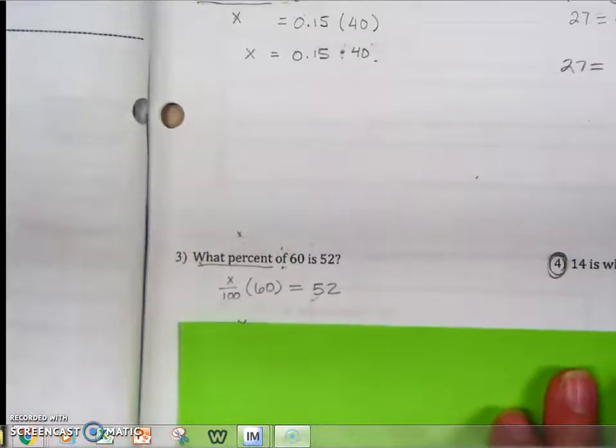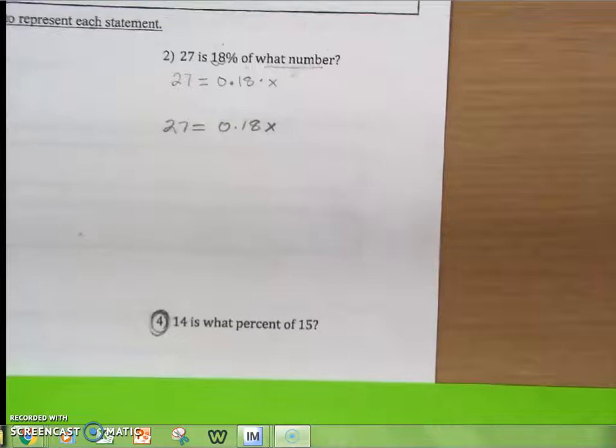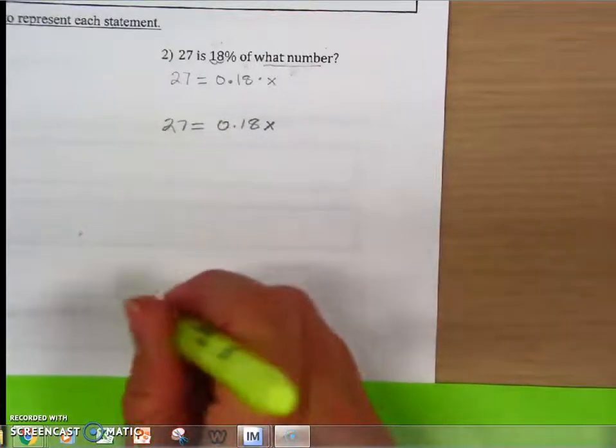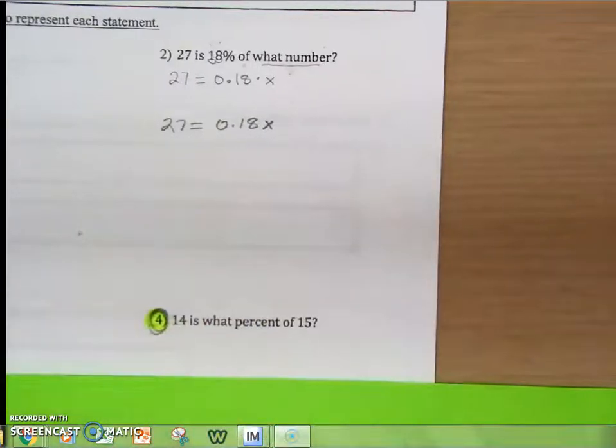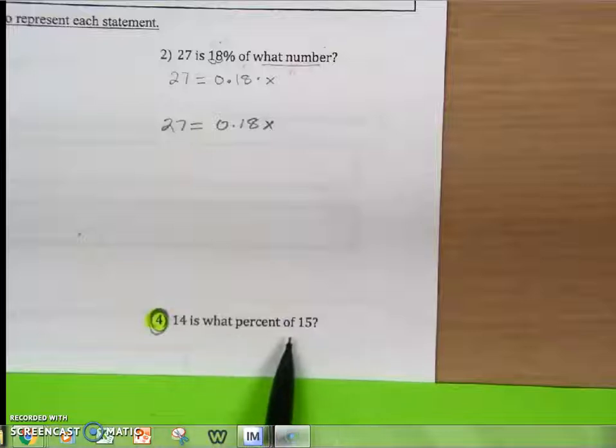All right, on to the next one. What I want you to do is circle number 4 and highlight number 4, because I want you to try that one on your own. You could either pause the video right now and try it, or you can try it at the end, but that's one of them that I'll be checking before I let you go on to My Open Math. So try that one, please. 14 is what percent of 15? If you'd like to, go ahead and pause the video now and try it out.